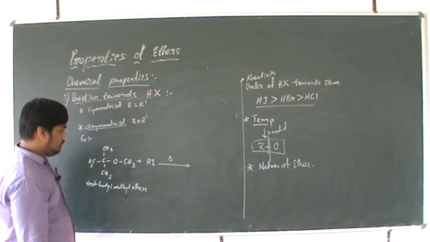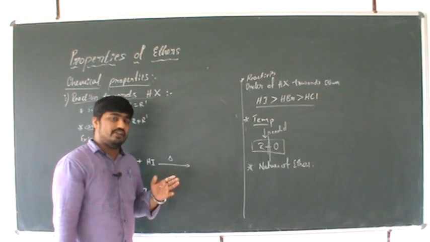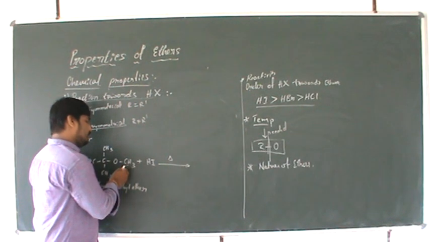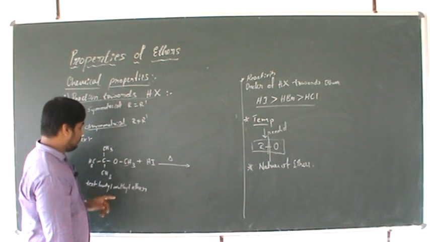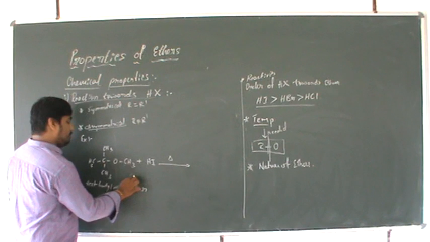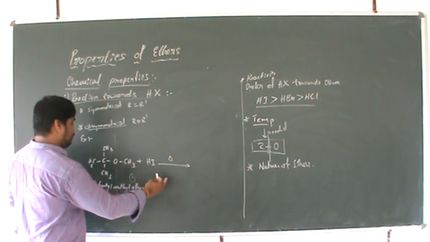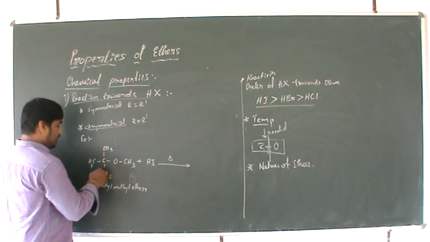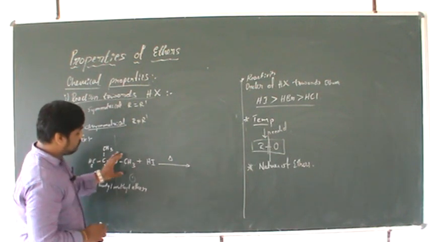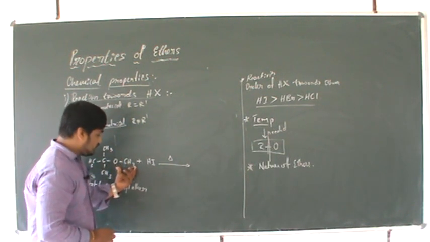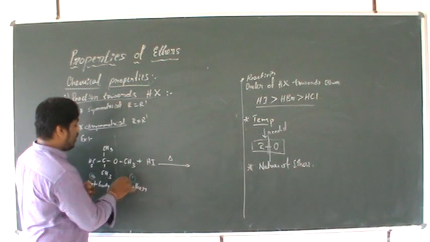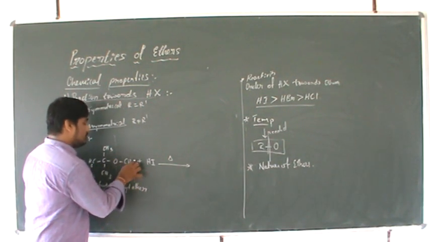In this case, consider the smaller part of the ether, meaning fewer carbons. Here we observe only one carbon adjacent to the oxygen on the right side, and on the left side we observe four carbons. Which one is the bulkier part? This is the bulkier part. It's a smaller part. The smaller part of the ether always forms alcohol. That means this part goes out.